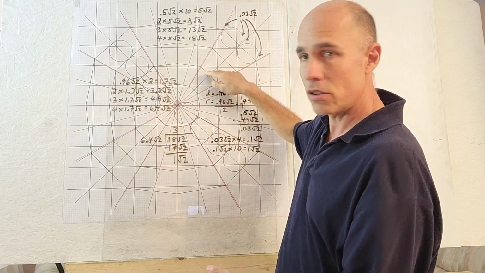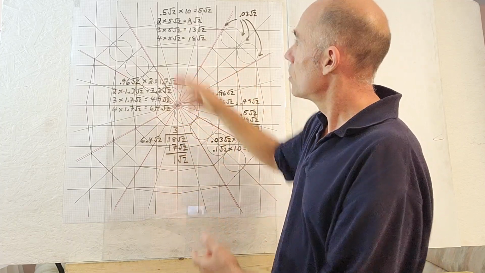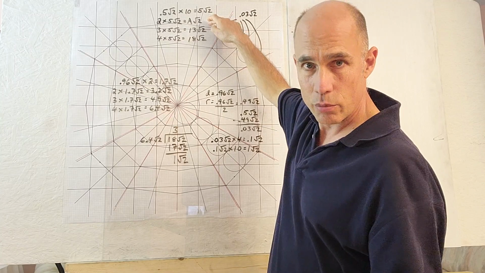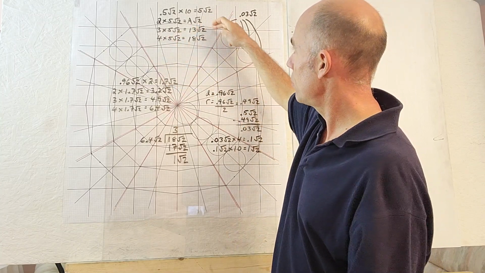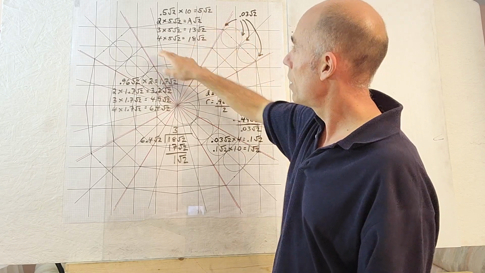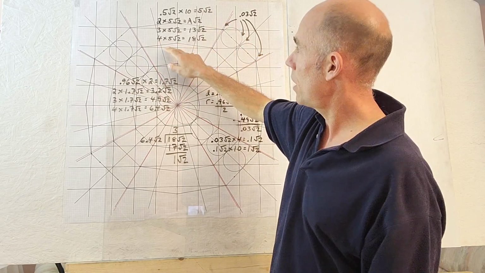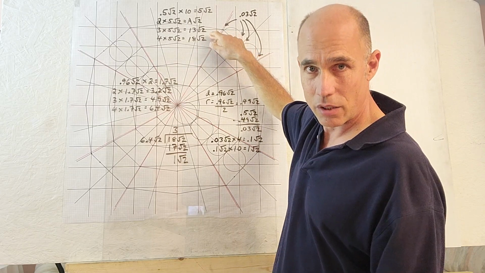So then the second dodecagon is 2 times that. So 2 times 5 root 2 is a root 2. The third dodecagon is 3 times that. So 3 times 5 root 2 is 13 root 2. Then the fourth dodecagon is 4 times that. So 4 times 5 root 2 is 18 root 2.